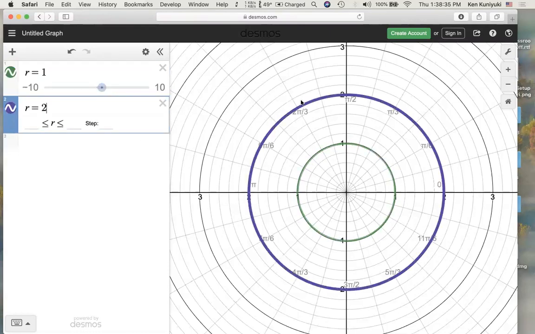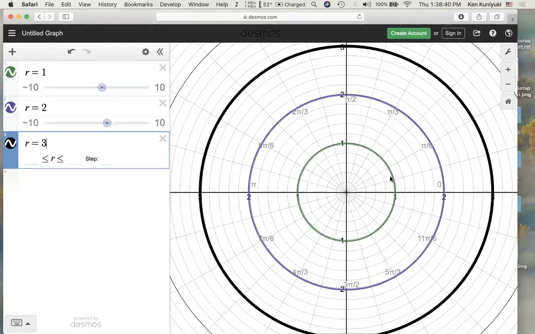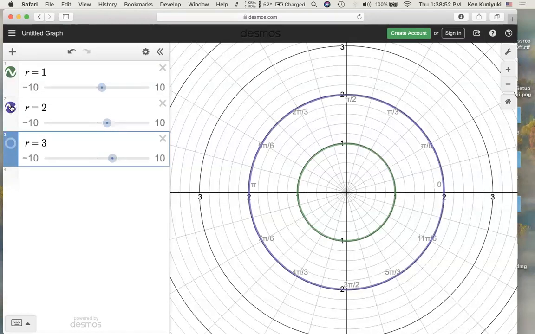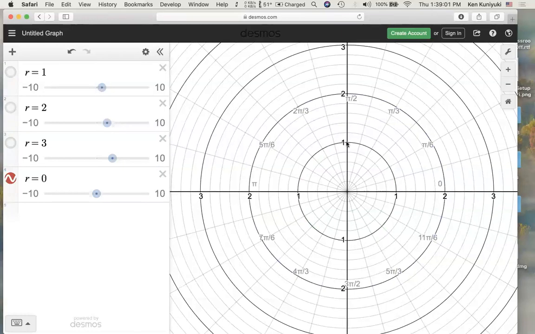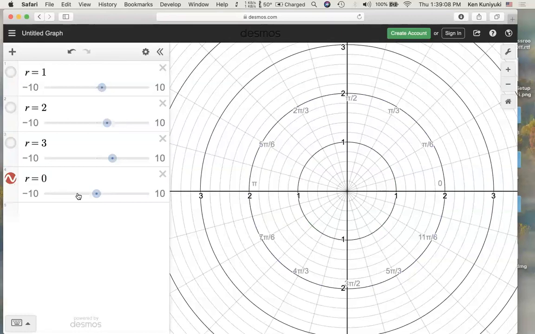How about r equals 2? That's a circle of radius 2, centered at the origin or pole. r equals 3, circle of radius 3, centered at the origin or pole. So r equals a constant number corresponds to circles centered at the origin or pole. What about r equals 0? r equals 0 just corresponds to the dot right here at the origin or pole. I guess you can't click on points here for coordinates. There's only one point with r coordinate 0, right there.